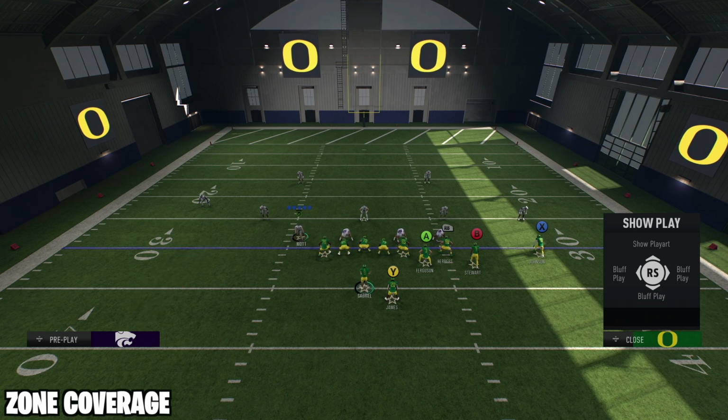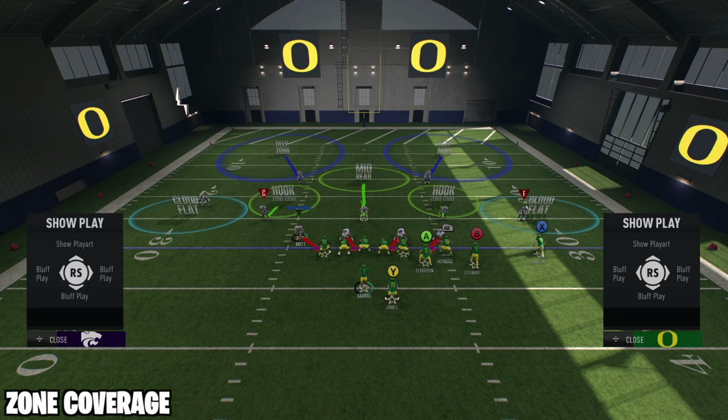This is a dead giveaway that it is zone coverage, because the only reason they would be on the left side of the field when there are no Oregon Ducks players on that left side is because they have zone. As you see here, I'll show you by showing my defensive scheme. I am obviously playing zone, but this is the biggest giveaway that you are facing zone coverage.